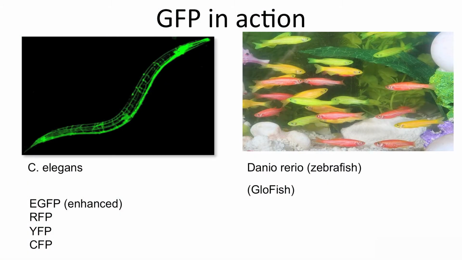This is a worm, the little nematode worm that Dr. Cruzen works on. This is an adult worm that has green fluorescent protein attached to the promoter of a gene that gets turned on in all the neural cells. So every neuron, every neural cell in this worm is also fluorescing green fluorescent protein.